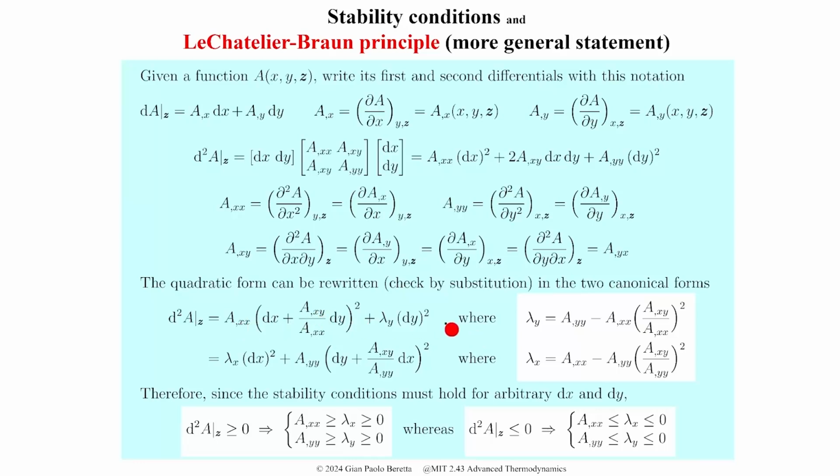You can do it in this way, where in your summation you keep the square root of the y squared, or you can do it also in this other way. This is another canonical form in which you keep the x squared. They are two equivalent ways. Of course, here the lambda is different, and the lambda x is given by this one.